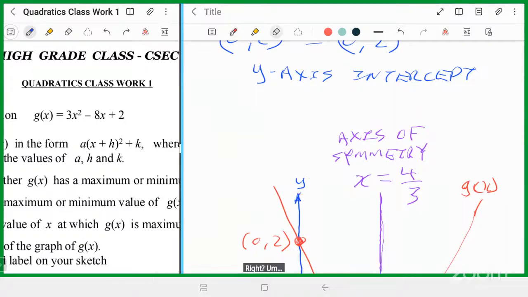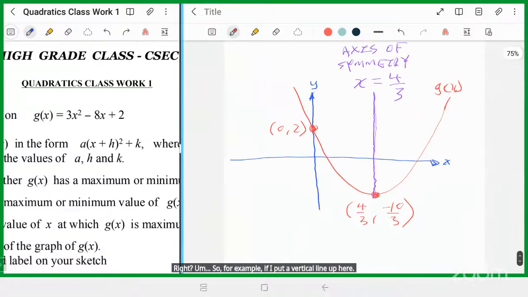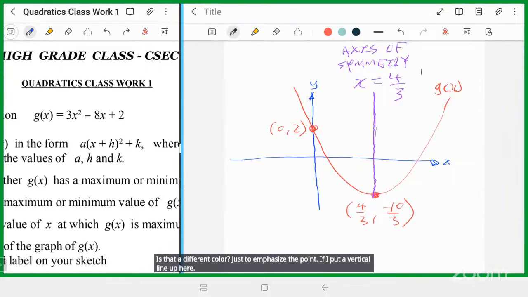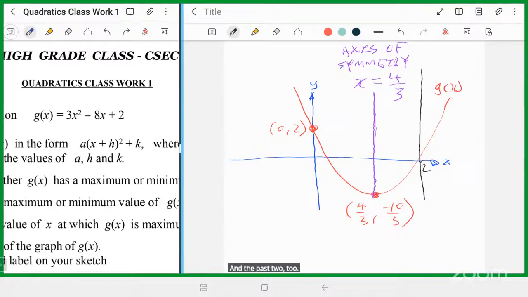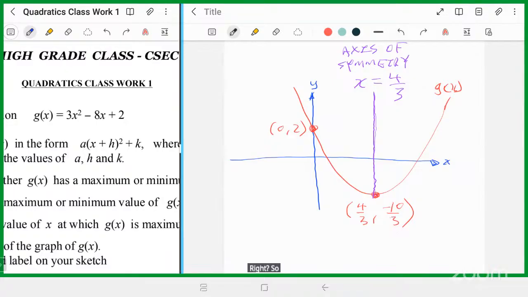So for example, if I put a vertical line up here, using a different color just to emphasize the point, and it passes through 2 on the x-axis, then this line is x equals 2, that black line. If it passes through 2 on the x-axis, it's x equals 2. And then horizontal lines have an equation, y equals a number. Right? So the x-axis is actually y equals 0. That's the equation of this horizontal x-axis.